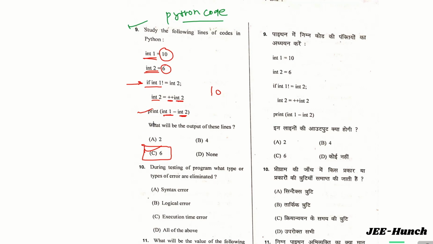Okay, next. So question number 10, during testing of program, what type or types of error are eliminated? So which type of error is eliminated when we test our program? So the answer will be option number B. Logical errors are automatically eliminated during the testing. Okay, next, what will be the value of following Python expression?